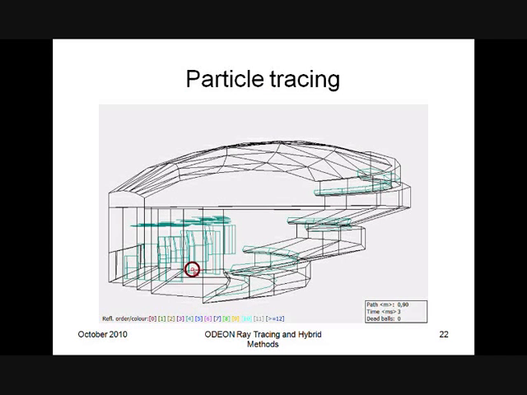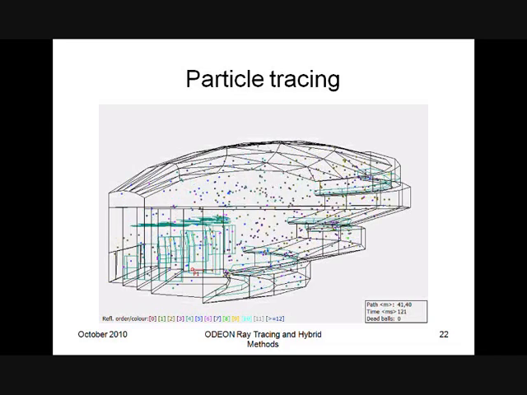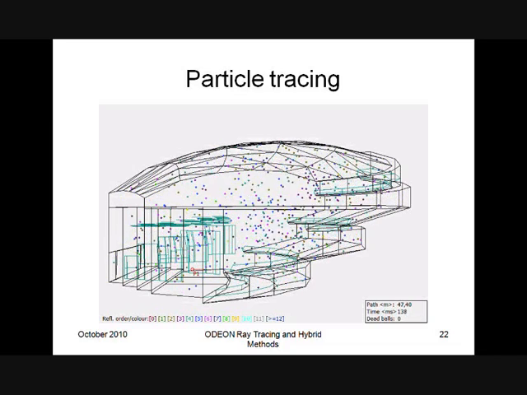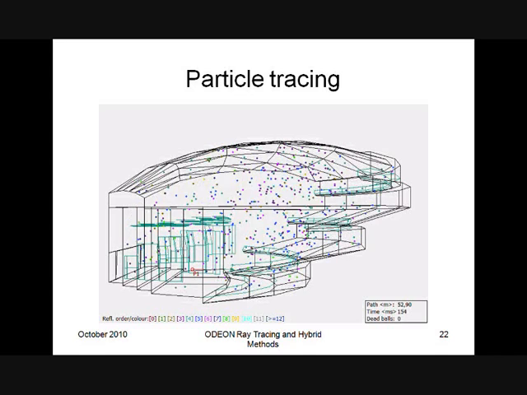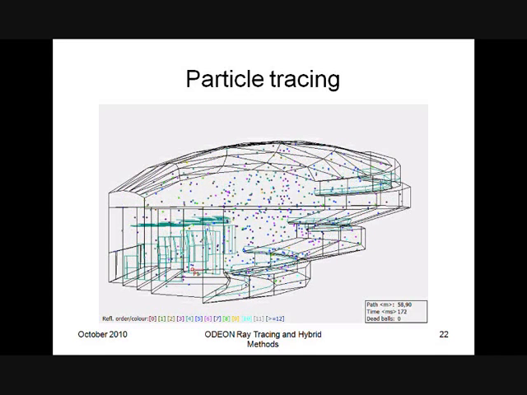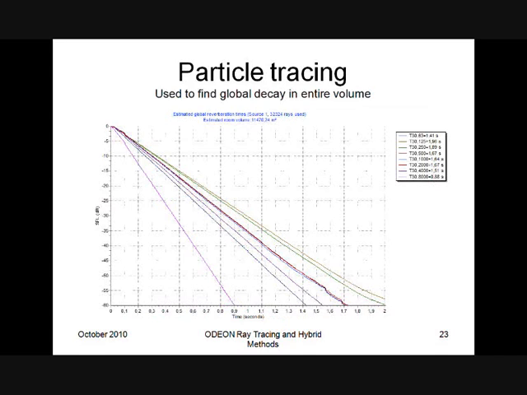There is one further application of ray tracing in ODEON, or it might more correctly be named particle tracing. Each ray is assumed to carry a small amount of acoustic energy, and this is reduced after each reflection according to the absorption coefficients of the reflecting surface. Thus, the energy drops as a function of the time, and adding the contributions from all rays together, the global decay curves are found.